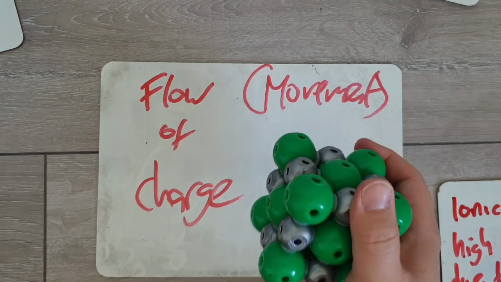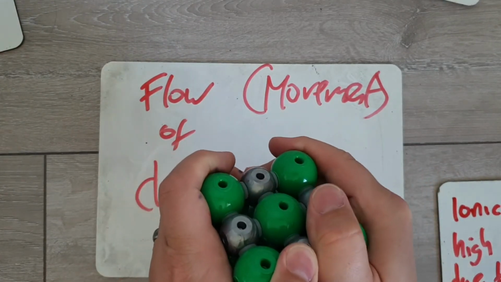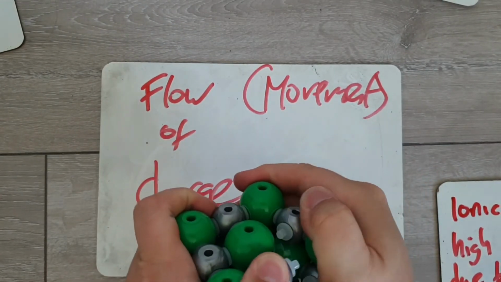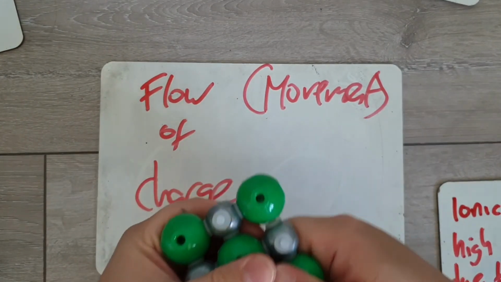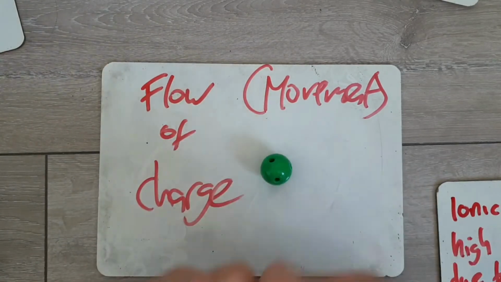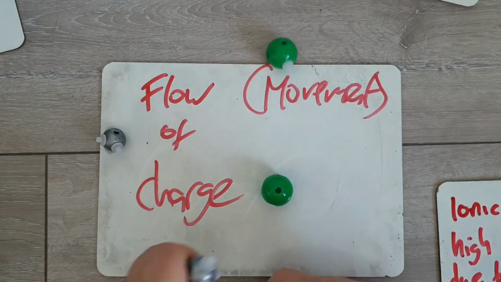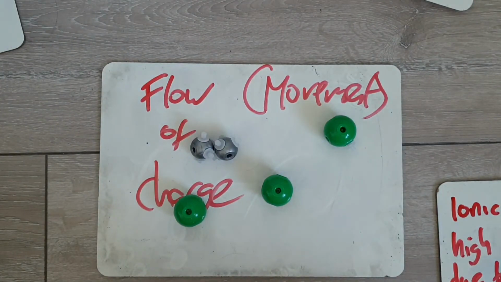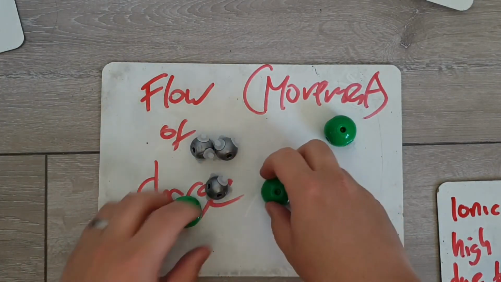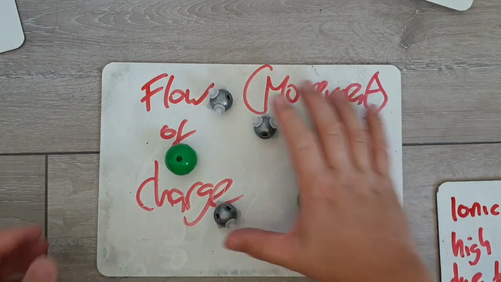If you do put in loads and loads of energy to overcome that electrostatic force and you melted it, so I'm just going to pull it apart a little bit here, so you did manage to melt it, that means all of a sudden you've got charges that are then free to move.